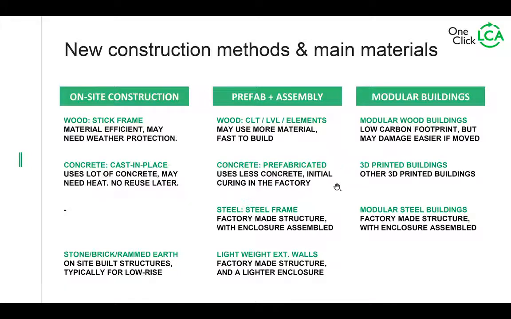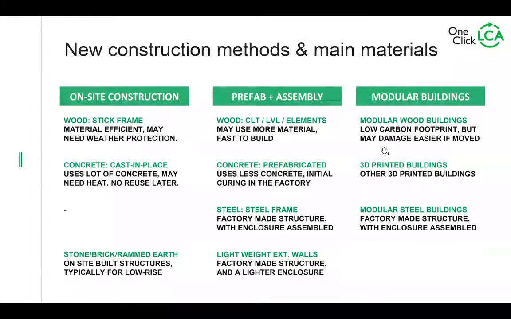Prefabricated concrete elements are more material efficient, and the initial curing of the concrete takes place in the factory. Steel frame buildings are usually factory-made structures, completely made to customer spec to optimize the amount of steel, so highly material efficient, and the enclosure is assembled on top. And then we have a variation of any of these previous themes, which would be using lightweight external walls with any type of structure, which makes it a bit lighter, especially beneficial, of course, in a seismic region to avoid the mass of the building shaking when an earthquake happens.